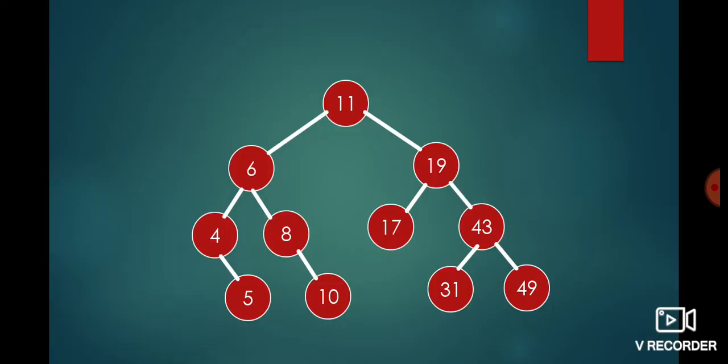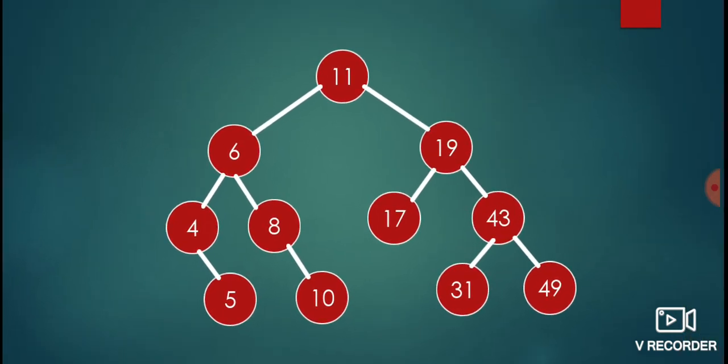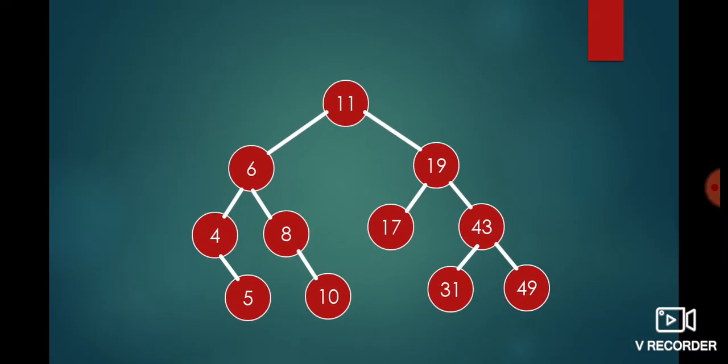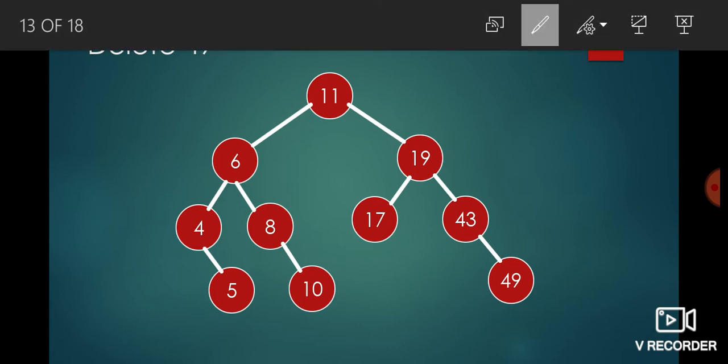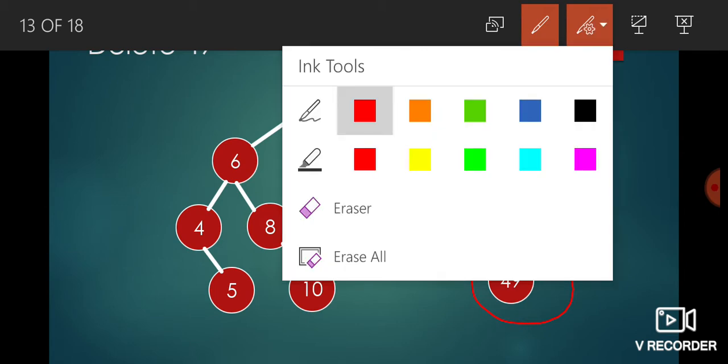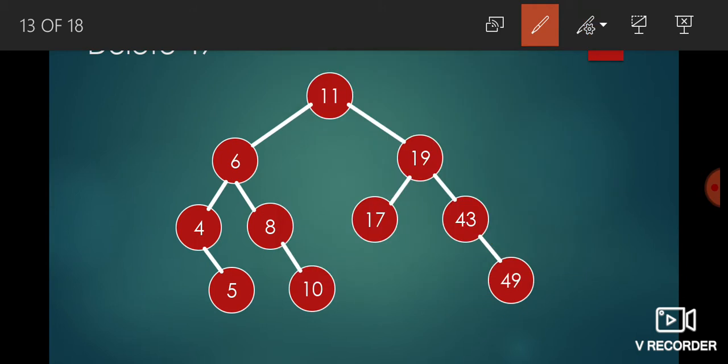Now let's come to deletion. This is our binary search tree. Now we will delete and see how deletion occurs in binary search trees. Now we have to delete 49. 49 is a leaf node. Leaf node means a node which has no child. Okay, so 49 has no child, so we can simply remove it.